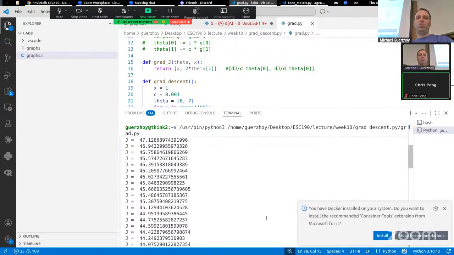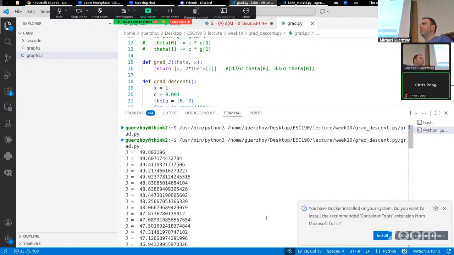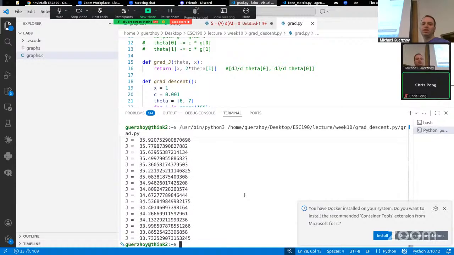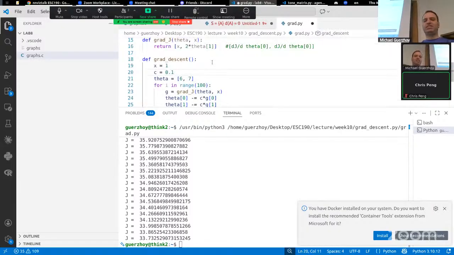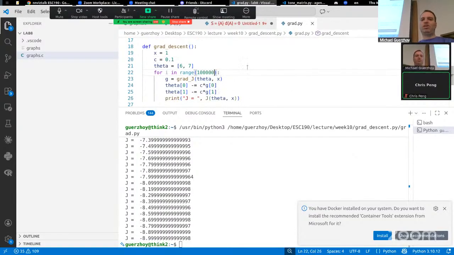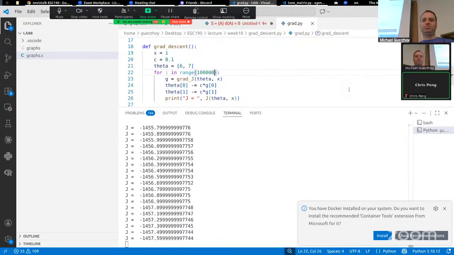All right, so we started with theta being 6, 7, and that gave you a J value of whatever, 49.8. And as you see, it's going down. It's not going down too fast, so we'll maybe make the updates larger. And here, I think we're still not there, so I'll just do more steps. And here it's doing okay.